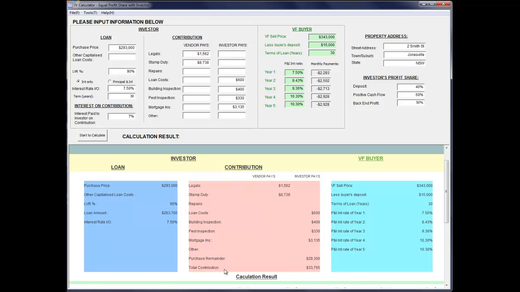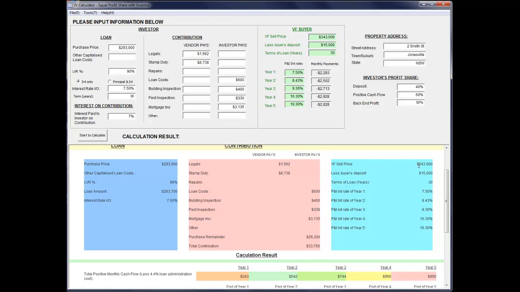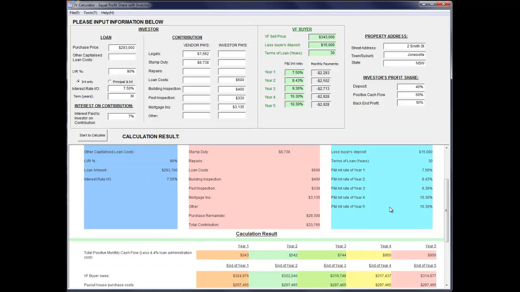Total investor contribution, you can see, is $33,765, and that's made up of all these figures above here. Of course, these 2 figures here aren't included, because they're paid by the vendor. The VF buyer details, you can see it's selling for $343. $15,000 is the deposit. Terms of the loan 30 years, and we have varying interest rates, which of course in some cases will be consistent with people who just like to have the one interest rate for the first few years or the whole time.